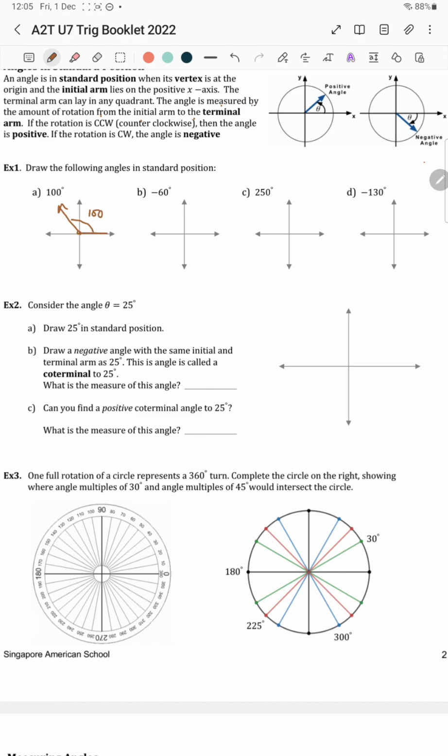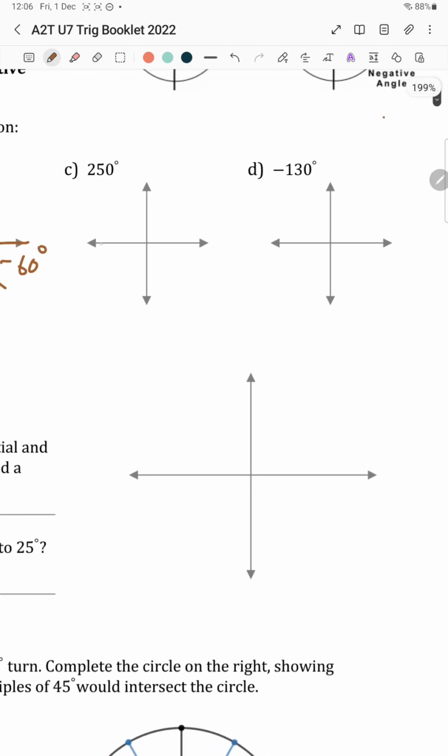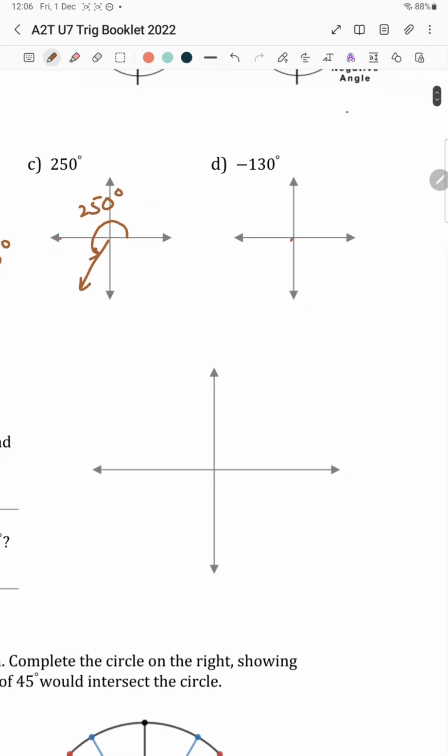Okay. Next is minus 60. A negative angle will go clockwise. This is 90. So we're going to go 60, it would be less than 90. Minus 60 degrees. 250 degrees means this is 180 and it is between 180 and 270, like this. It would be 250 degrees. Minus 130 means going clockwise, past 90, more than 90. So it's going to be minus 130 degrees.